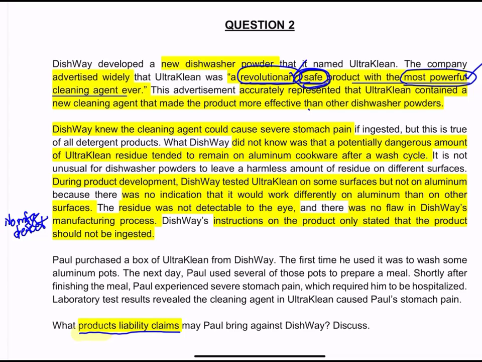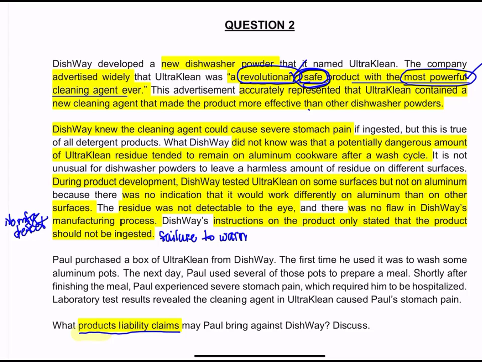I'm going to write myself some notes on the fact pattern right now to make sure I don't forget. They clearly told me no manufacturing defect, and this failure to warn is being pointed out here. When they tell you instructions on the product only stated, they're signaling to you that you should argue that that was inadequate.